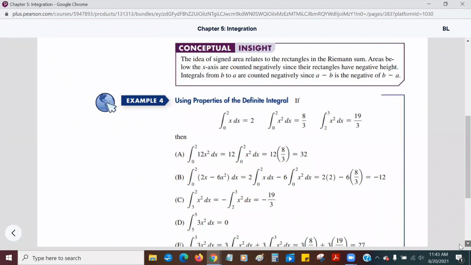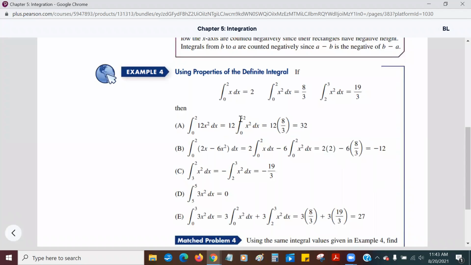So let's look at this guy right here. The integral from 0 to 2 of x dx is equal to 2. And the integral from 0 to, now they're just giving us this information. I'm not going to explain why this is. Not that hard to know why this is, but right now they're saying given that this is all true, which of course is true. We lie to you here.